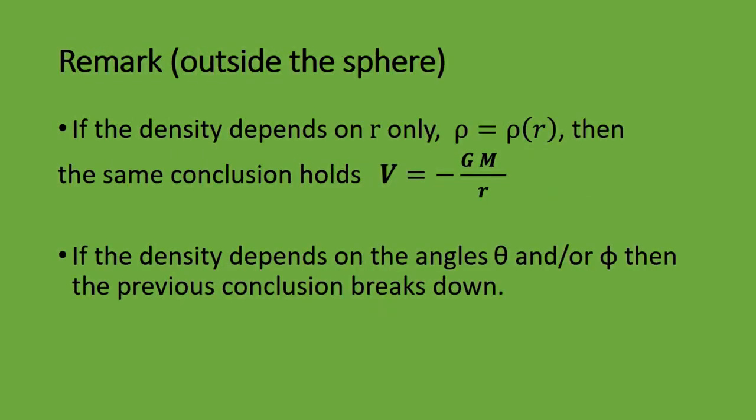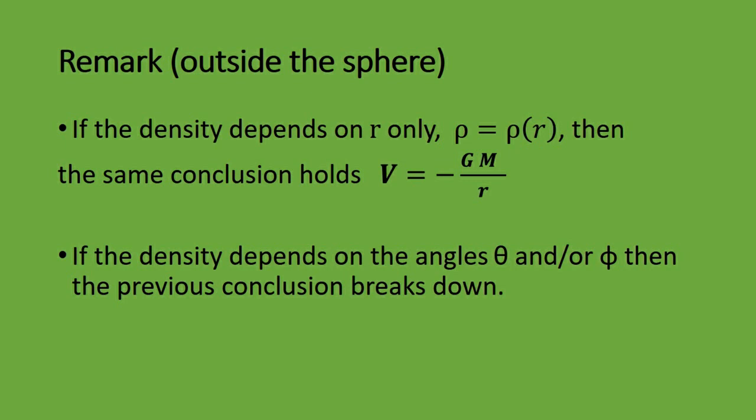Let's just make one remark about this case. In this problem, we assumed that the density was uniform, was constant. So what happens if the density is not constant? But let's say the density depends on the radius, or on the distance r. In this case, you can prove that the answer is still the same. The same conclusion will hold. So again, the gravitational potential will have exactly the same form. It doesn't matter if the density is uniform or the density is a function of r only, you will get the same conclusion.